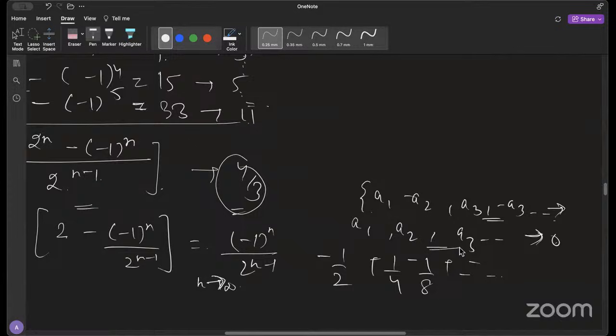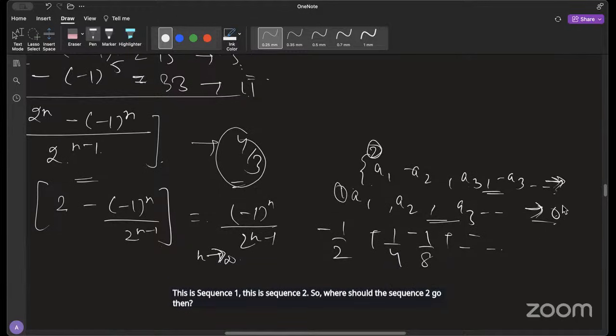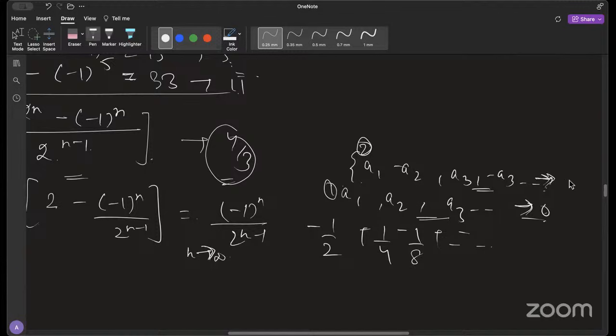First, we had this sequence. This was going to 0. And now we're alternating the signs in this sequence to make another sequence. This is sequence 1, this is sequence 2. So where should sequence 2 go then? Zero only. It'll go to 0 only because when something's going to 0, the signs don't matter.